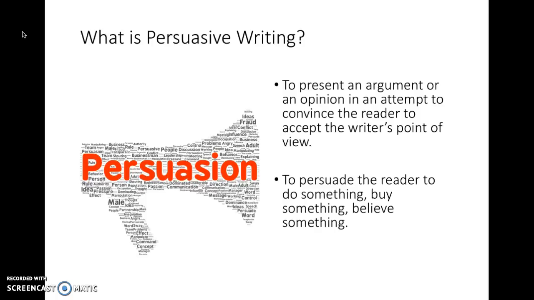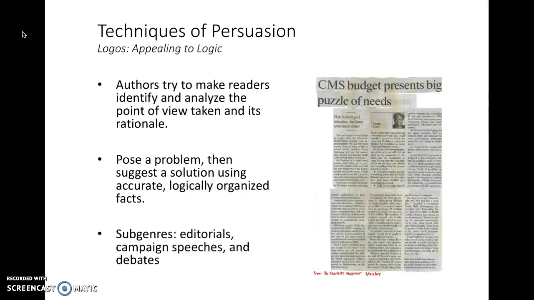Persuasive writing is presenting an argument or an opinion in an attempt to convince somebody to accept your point of view. So you're really writing to persuade the reader to think a certain way, to do something, to buy something, believe something, and you're using all the elements you can as a writer to convince somebody to think a certain way. There's three major techniques of persuasion.